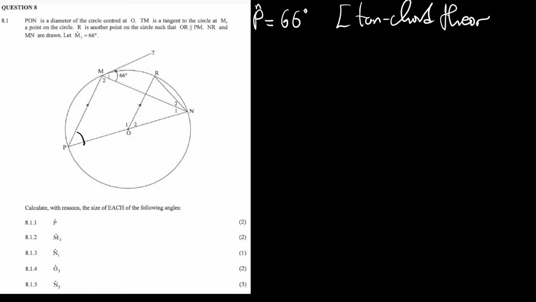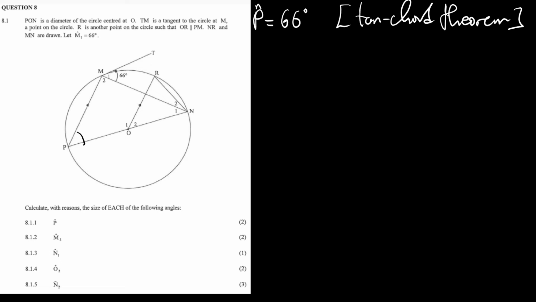The first angle is angle P. So how are we going to find our angle P? Angle P is equal to angle M1. The reason for this one is the tan chord theorem. So angle P is equal to angle M1, which is 66 degrees. This is the tan chord theorem.